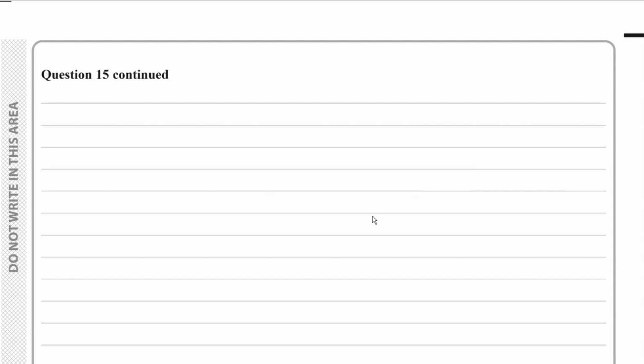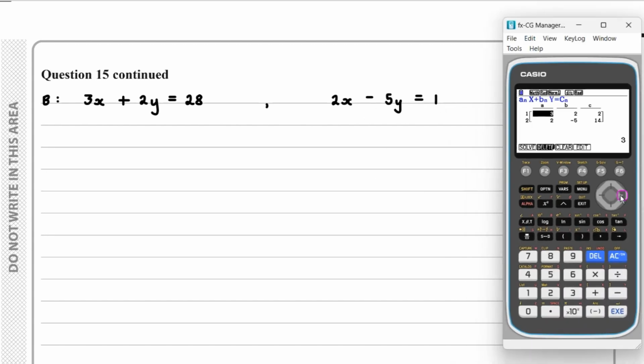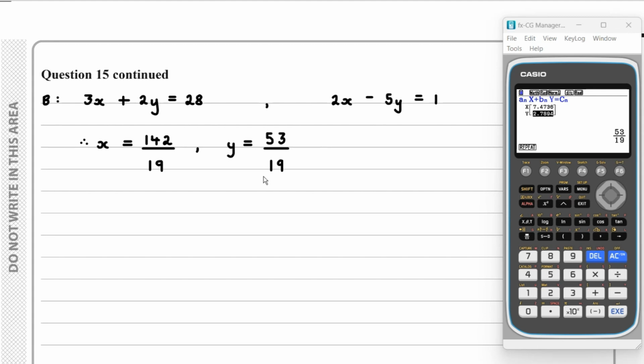For the next one, we have 3x plus 2y equals 28, 2x subtract 5y equals 1. You will find x to equal 142 over 19, and you will find y to equal 53 over 19. These are not integers, so we reject these.